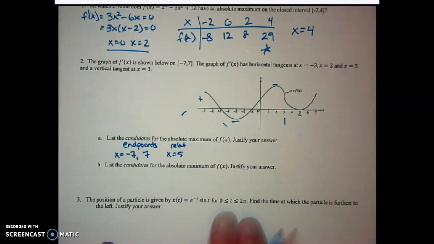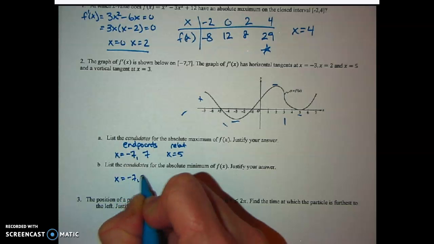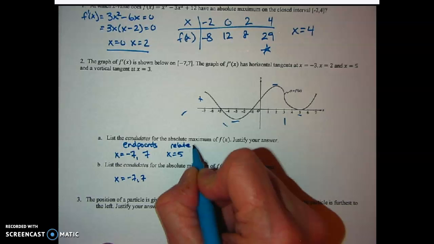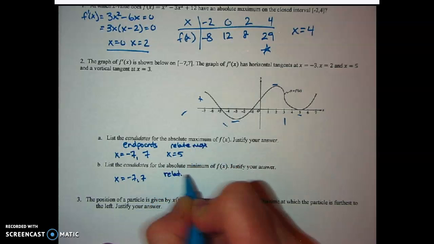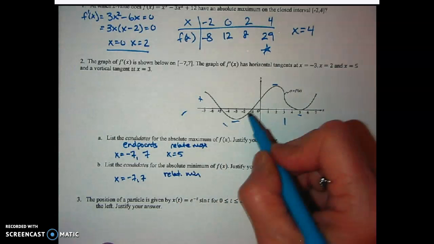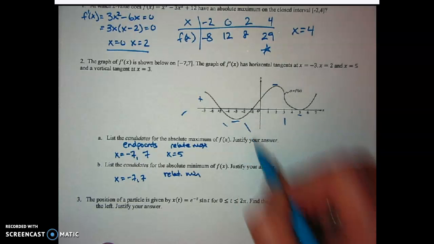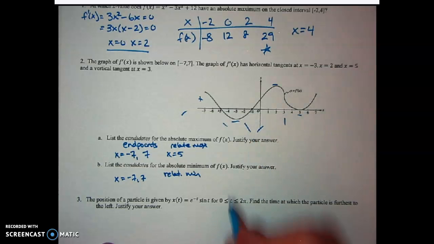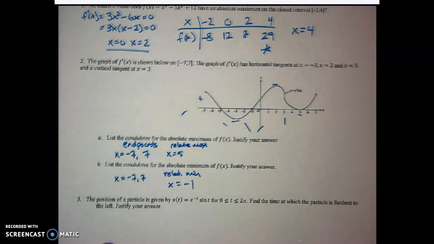Similarly, the candidates for the absolute minimum, again, we need to list the endpoints, -7 and +7. And then, whoops, I forgot to put relative max. And this one we need the relative mins, which means that the graph needs to go from, if you think about this, the slope is negative below, so it's going to go negative, and then it goes positive, so we're going to have a relative minimum at x equals -1.